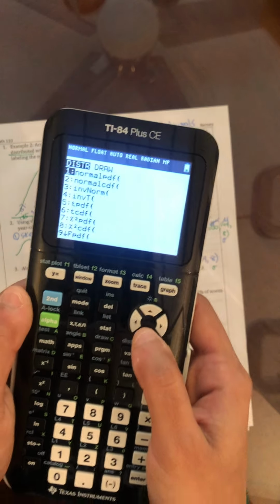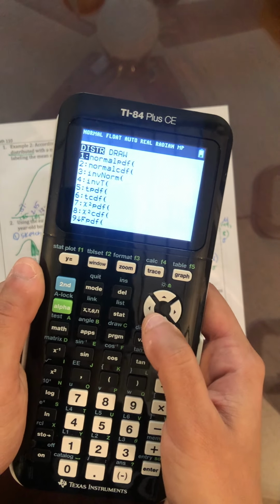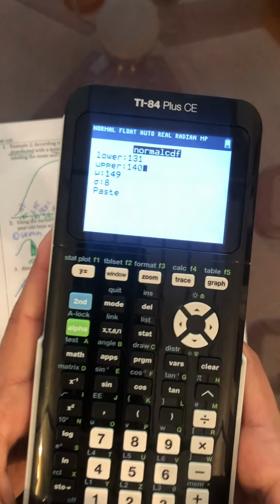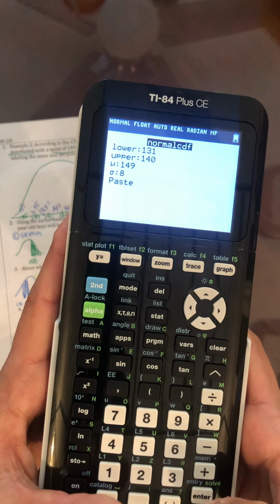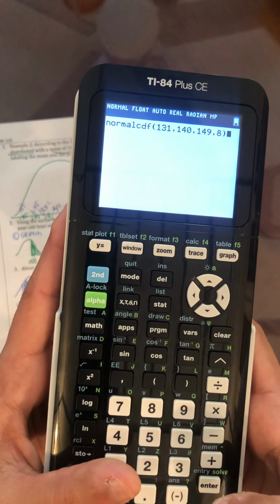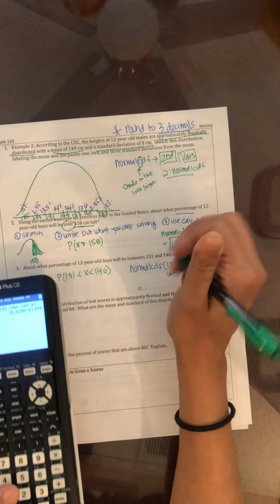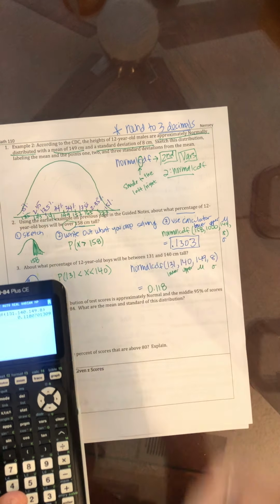So if I go again, second, vars, number 2, I'm going to change this to 131. I'm going to change this to 140. The nice thing is my mean stayed and my standard deviation stayed. And I hit enter. I get 0.118. And that's it.